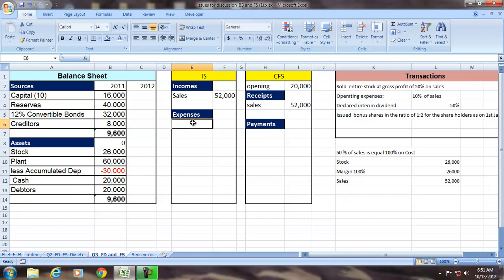Then, whenever there is sales, there has to be cost of goods sold. So the cost of goods sold is 26,000. So the entire stock will become the expense. So stock will not be there on the balance sheet. Operating expense for the period is 10% of sales. So OPEX is equal to 52,000 into 0.10. Let us assume that this has also been paid, so it is an outflow of cash.